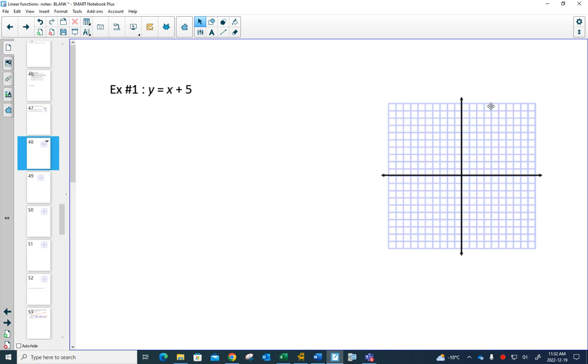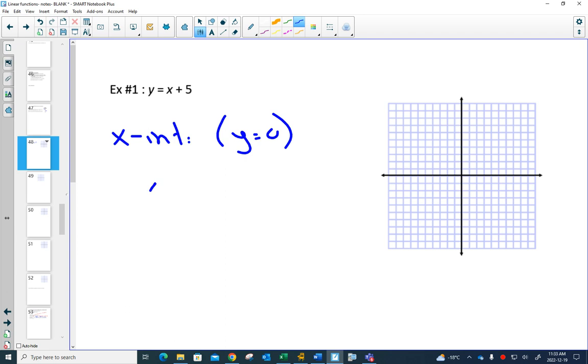So here's our first one. If we're using the intercepts method, you could find your x-intercept. In brackets, I'm going to make y equal to 0. 0 would be equal to x plus 5. Could you get the x by itself? Yes, you could subtract 5 on both sides, and then you would get x equal to -5. That's our x-intercept: (-5, 0).